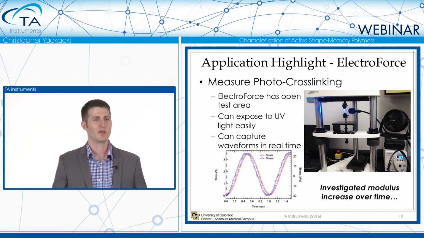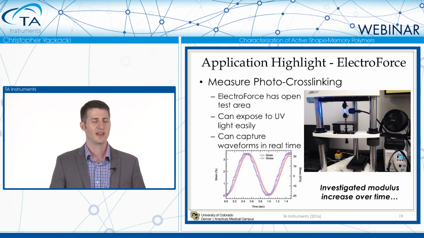So in using DMA, I'll highlight one thing that I really like to use with the ElectroForce. In this experiment, we like to measure photo-crosslinking as it was happening for a polymer strip. Here's the setup that we use. One thing you'll notice right away is that it has a very open test area. The QA800, I love that machine, but it's harder to do a custom-made test setup. In this case, we have a very open design.